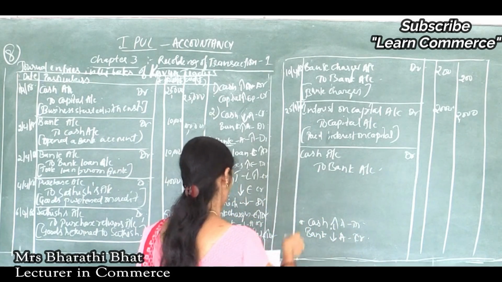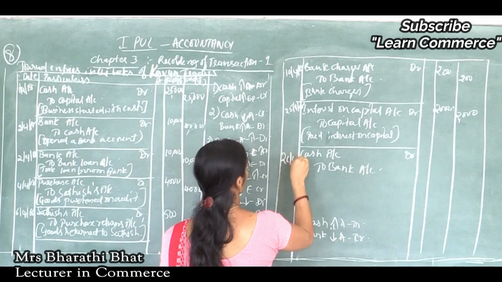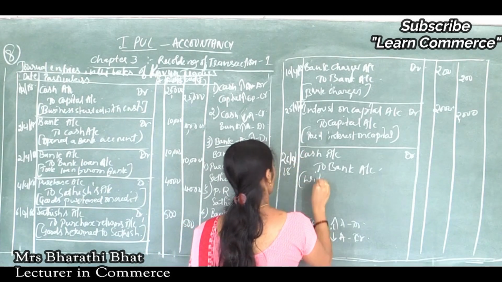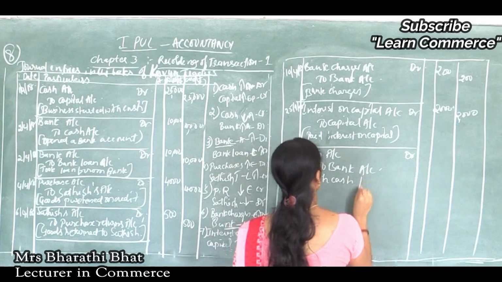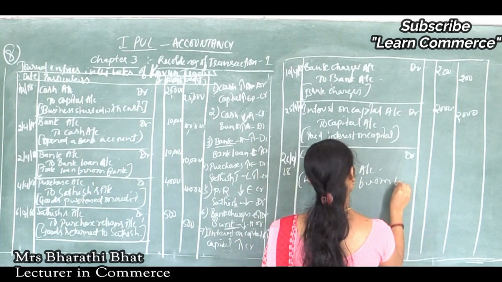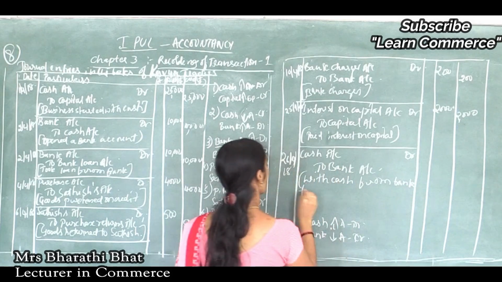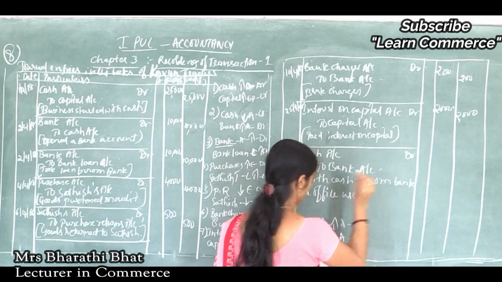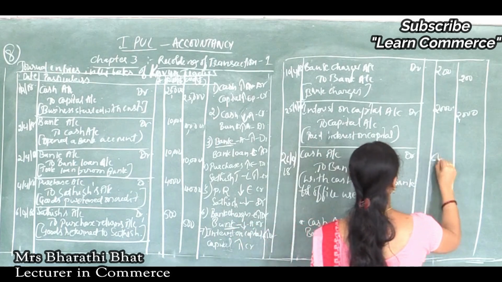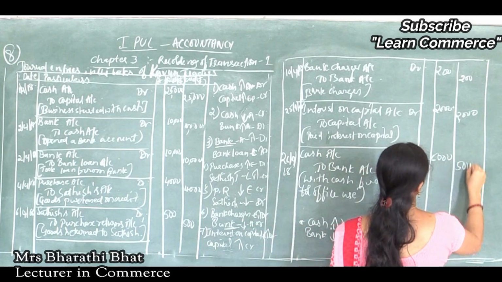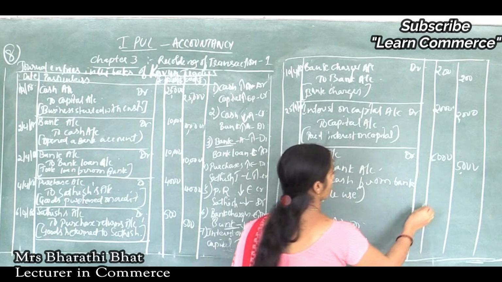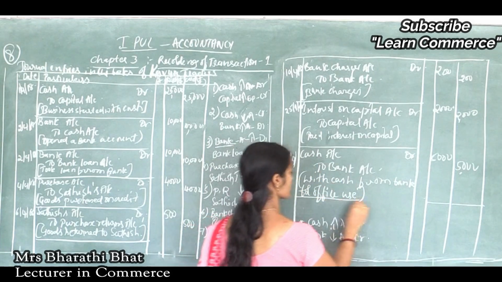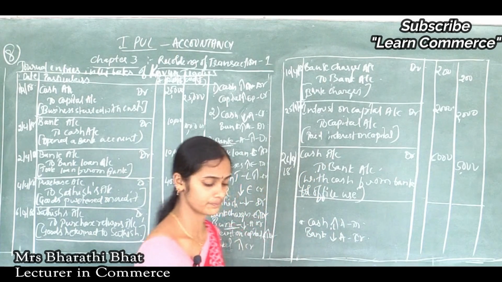Date 26/4/18, withdrew cash from bank for office use, amount 5,000. We have taken all the transactions. Close the transaction.